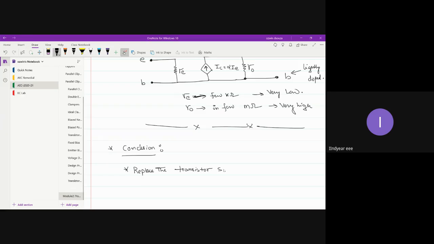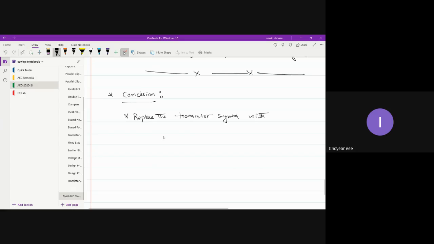Replace the transistor symbol with either the re model of the CE configuration or the re model of the CB configuration. It all depends on the biasing.